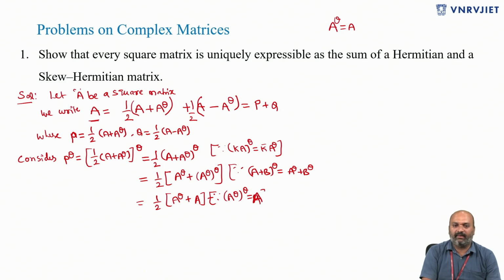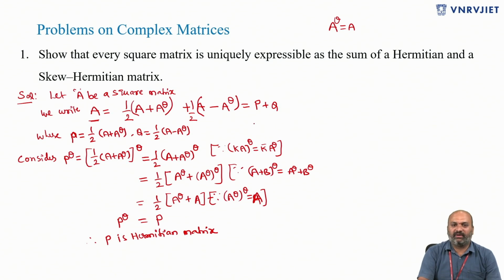So now, observe here, what is 1 by 2 into A plus A theta? A theta plus A is the same as A plus A theta, which looks the same as P. 1 by 2 (A theta plus A) is nothing but P only. That means P theta equals P. P theta equals P means, therefore, P is a Hermitian matrix.